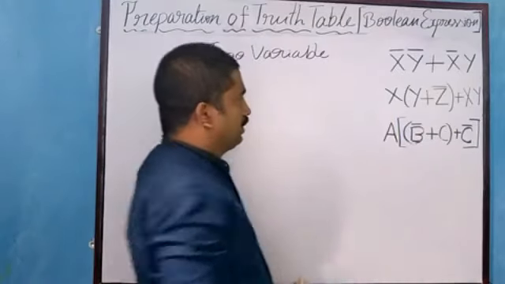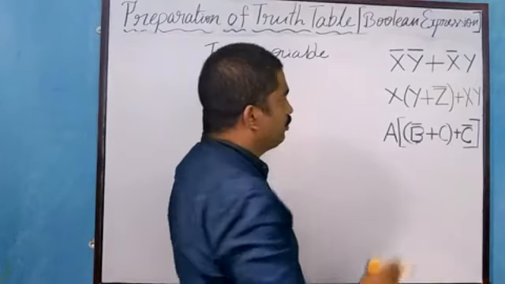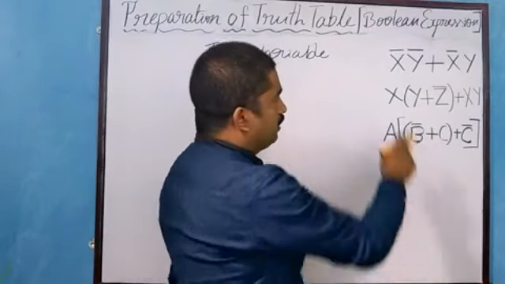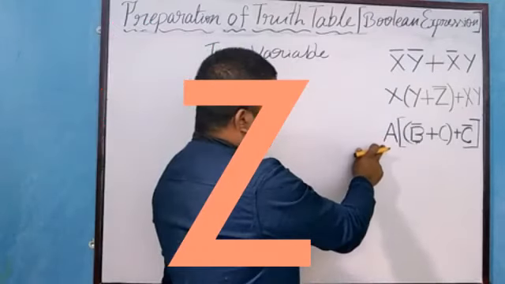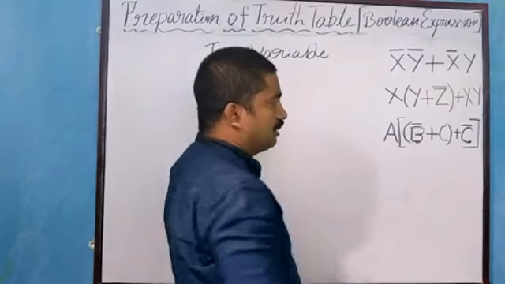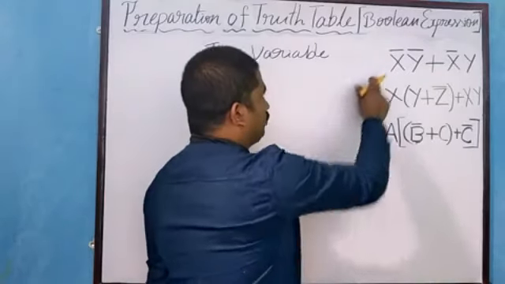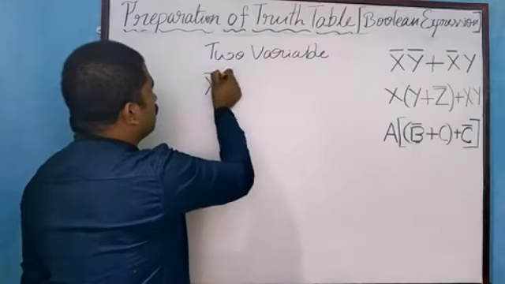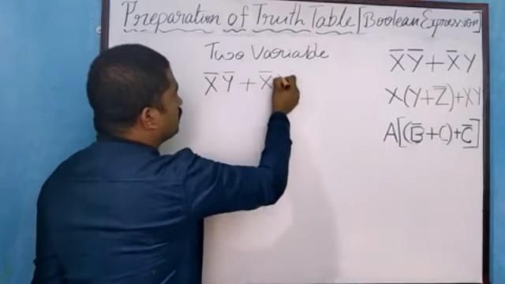See this second equation. In this expression, this is the 3 variable because see x into y plus z complement plus x into y. So here the 3 variables are x, y, z. See the third one. This is also a 3 variable expression because it contains the 3 variables, that is a, b and c. Now let us take the first one, that is for 2 variable. So we have x complement y complement plus x complement y.